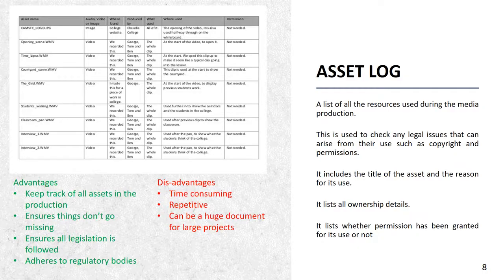The best thing about this is you can keep track of all of the assets that you're going to use. Make sure you don't miss things out. Make sure you follow all of the legislation. Make sure that you follow all the regulatory bodies. What I mean by regulatory bodies is, for example, the PRS. They are responsible for tracking which music is used to make sure that artists are given the right money when people use their songs. So if your asset table has a list of music that you're going to put in your film, it'll make sure that those artists are paid and that you don't use their songs without permission.